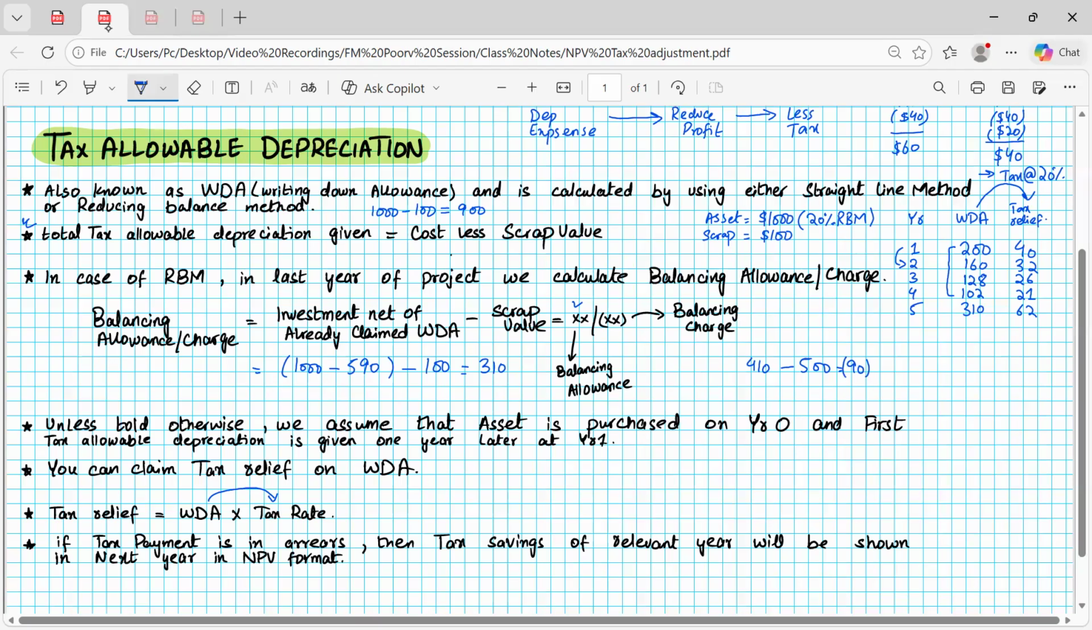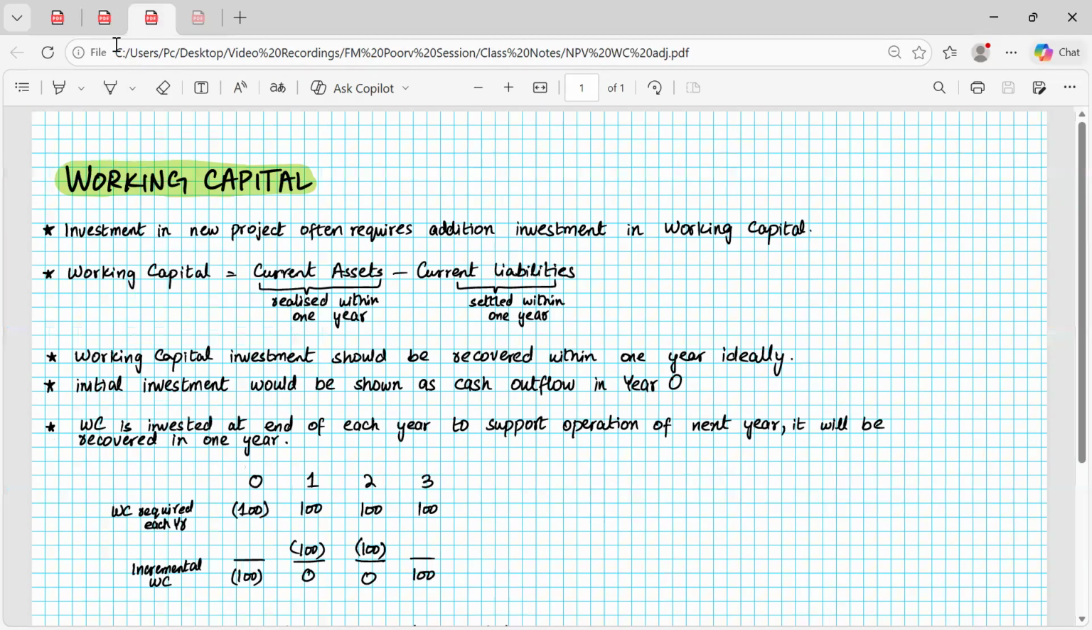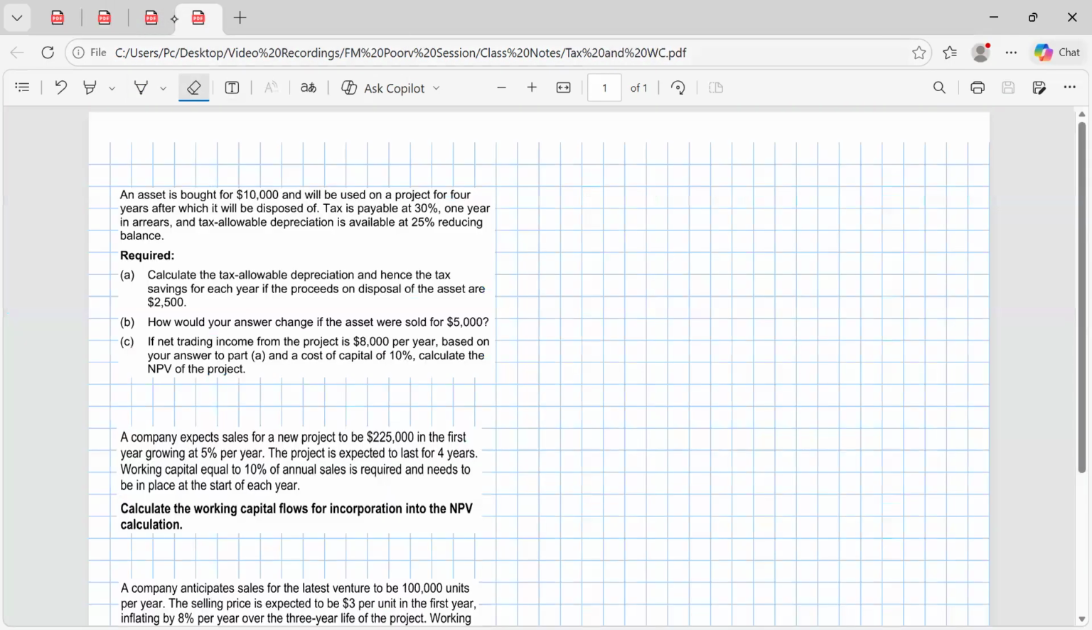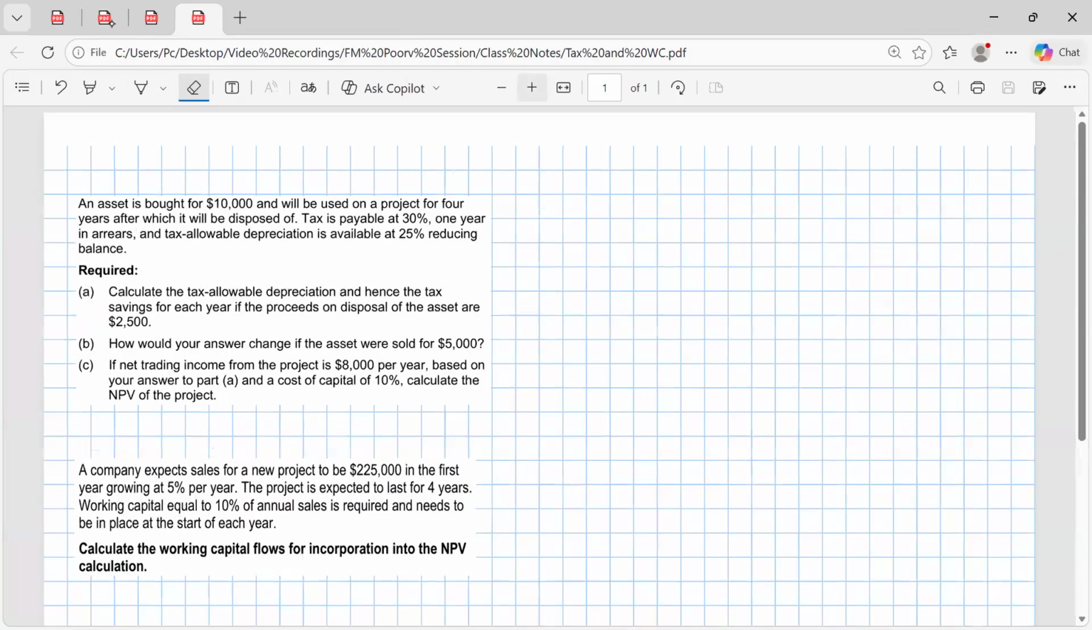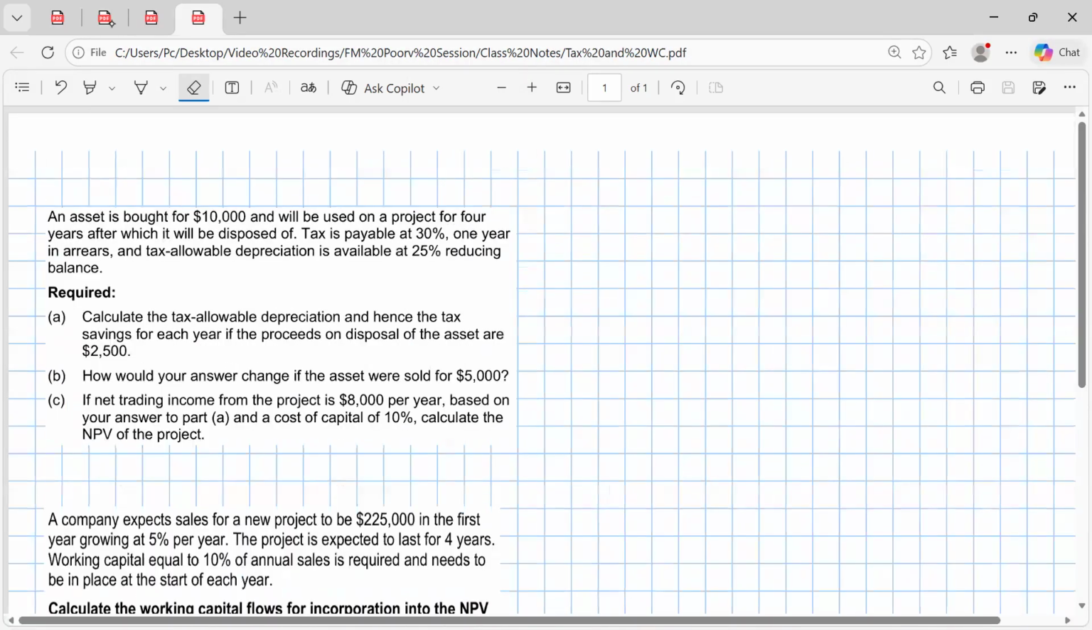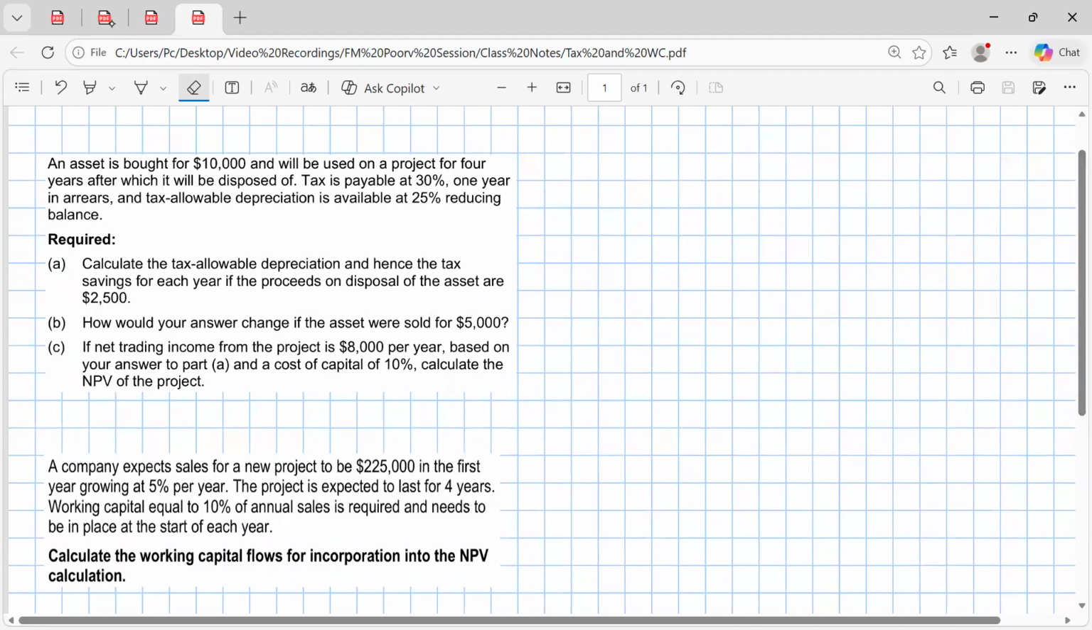Yes, sir. Okay, now let's attempt an example regarding this. The example is in front of you. An asset is bought for 10,000 and will be used in the project for 4 years, after which it will be disposed of. Tax payable is 30%, 1 year in arrears. Tax allowable depreciation is available at 25% reducing balance method. So you charge the depreciation using the 25% reducing balance method.